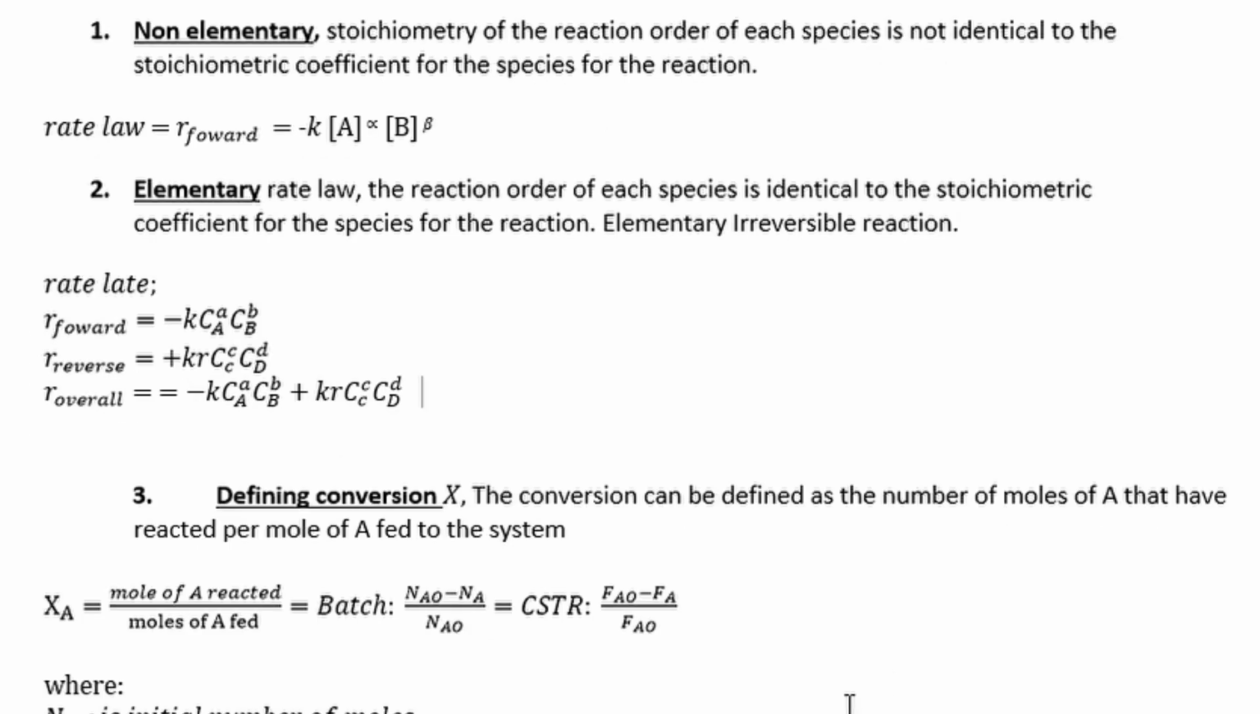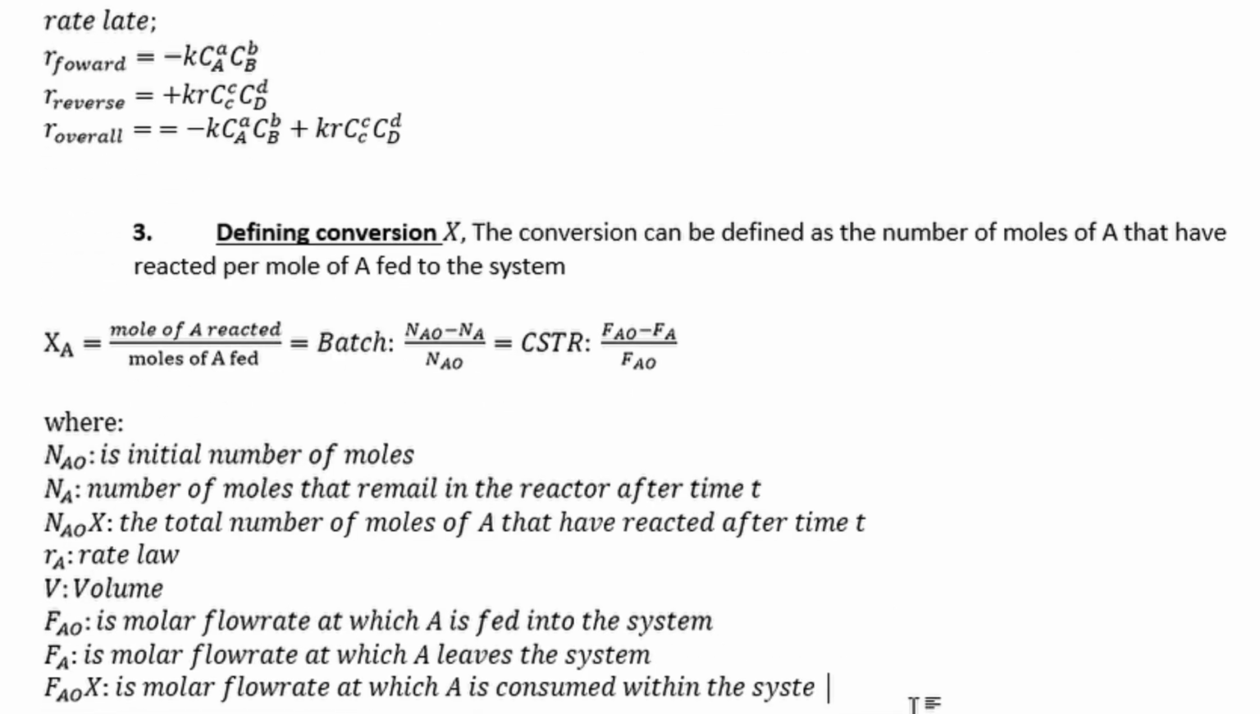Let us also define conversion. Conversion can be defined as the number of moles of A that have reacted per mole of A fed to the system. It's basically moles reacted divided by moles fed to the system. For a batch reactor, we are working with number of moles, hence N. So NA0 simply means the initial amount fed to the system, and NA simply means that which is left at the end of the process.